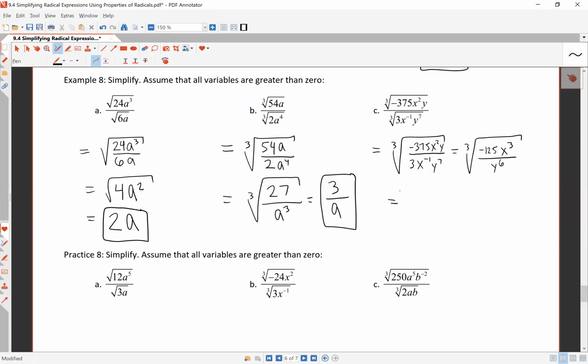Now we have a bunch of perfect cubes there. Cube root of negative 125 is negative 5. Cube root of x cubed is x. Cube root of y to the 6th is y squared.